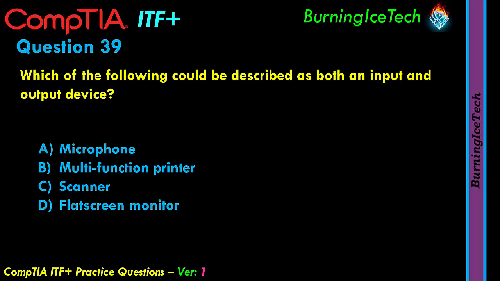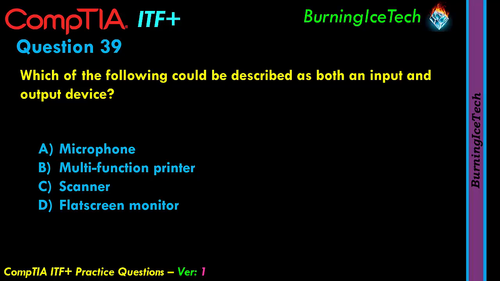So looking at A, is that an input, an output, or both? We're looking for something that's both. A microphone is an input device, guys. So it detects audio and it's going to input that into the machine. B, could that be both input and output? It could be. If it was just a printer, it would be just an output device. If it was just a scanner, it would be just an input device. But the fact that they said multifunction printer means it's a scanner and a printer. So far, B sounds like the answer here, folks.